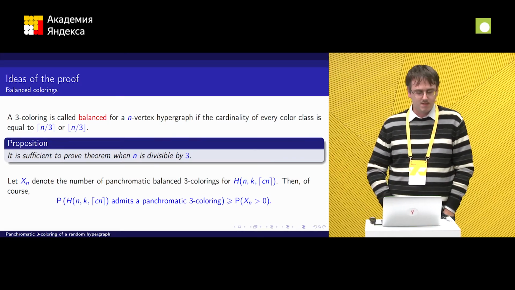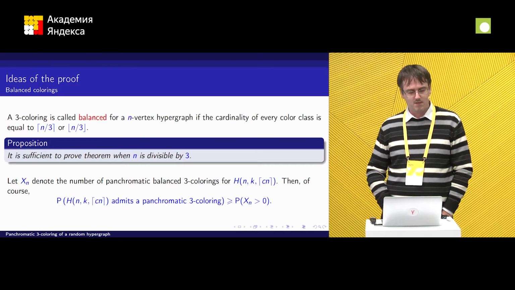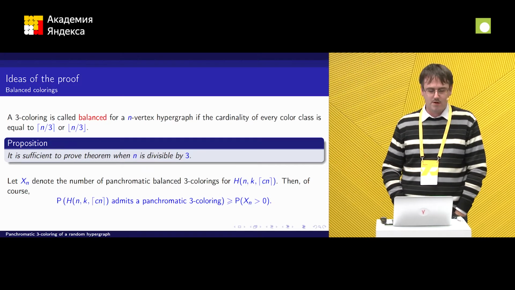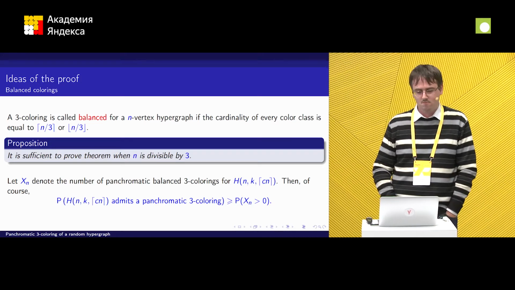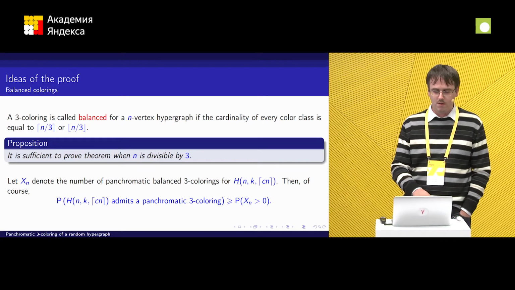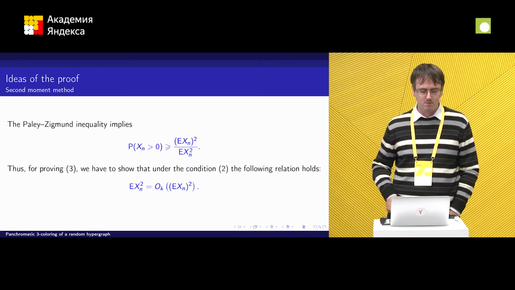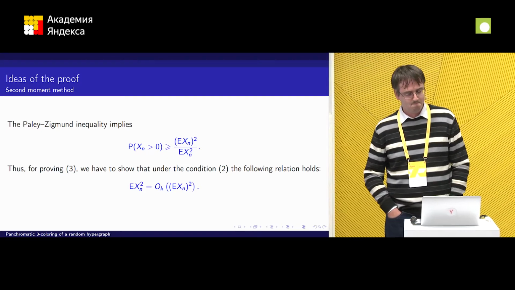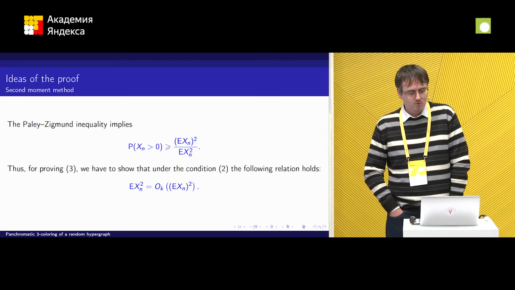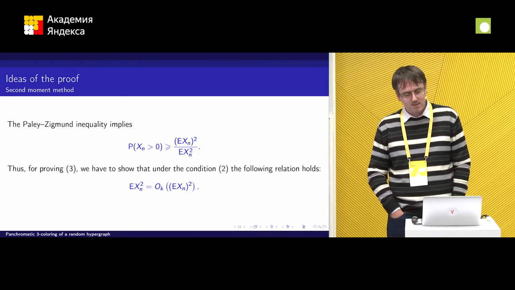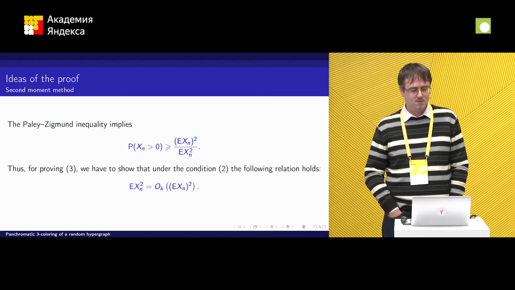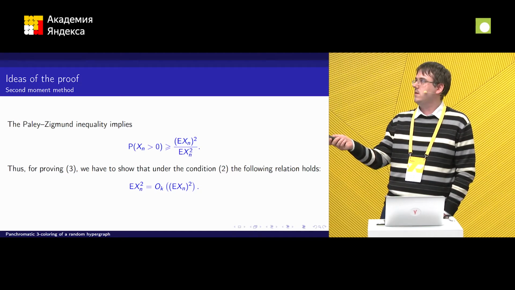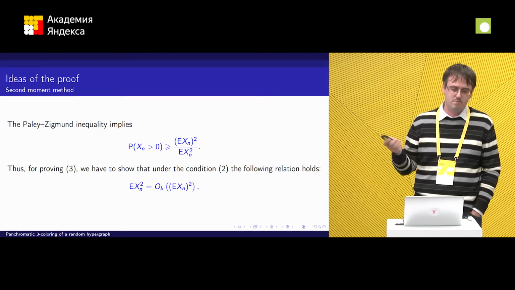Let us consider the random variable X_n, the number of panchromatic balanced 3-colorings of our random hypergraph in the uniform model. Then, of course, the probability that our hypergraph admits a panchromatic 3-coloring is at least the probability that this random variable is positive. How can we estimate this from below? This can be estimated by using the Paley-Zygmund inequality, which says that this probability is at least the ratio between the first moment squared and the second moment. So all we have to do is to show that the second moment doesn't exceed the first moment squared times some function depending only on k. If we prove that, then this ratio will be at least some function depending only on k, and the limit probability will be bounded from 0.